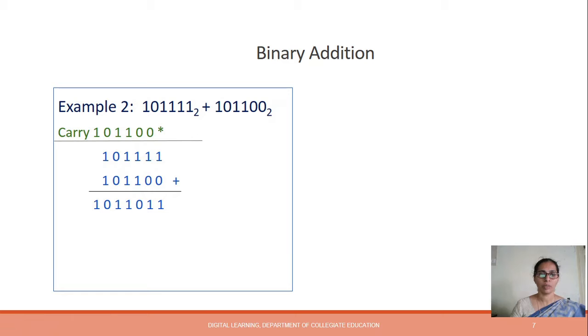1 we will be writing here, and the carry is written here. So next bit position 1 plus 0 plus 0, which is 1. Now there is no carry, so here it is 0, 0 plus 1 plus 1, 0 with a carry 1. So that is written here. So the answer is 1, 0, 1, 1, 0, 1, 1 in binary.